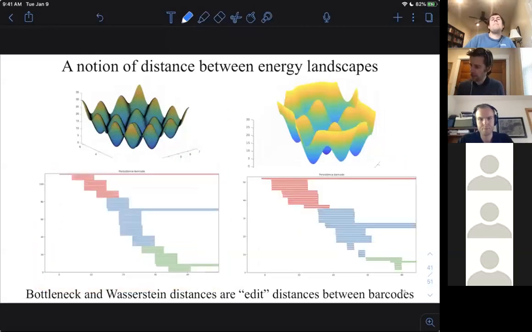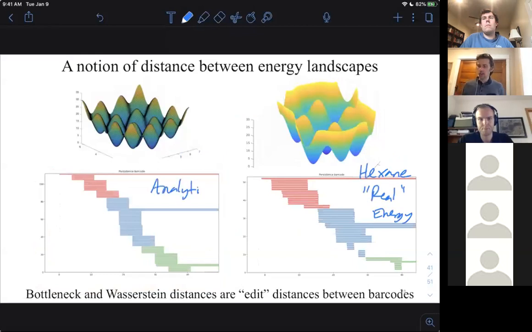So here, this is on hexane, and this is sort of the analytical. So even though we can't mathematically prove the barcodes for the real energy landscapes, we can still mathematically compute them. And there's some correspondence.